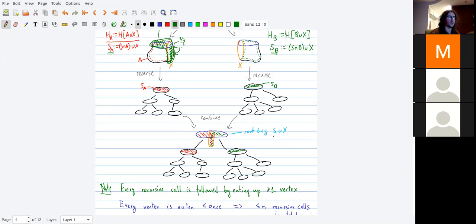I create a new root bag consisting of S and X, my separator X. So what is the size of this root bag? S union X is at most 3k plus 4, this was the size of S, plus k plus 1, this is the size of X. So this is 4k plus 5, which is perfect because we wanted to have width 4k plus 4, which means bags of size 4k plus 5. So this is my root bag that I put here, and I just put the root bags of the partial decompositions obtained from recursion as the children.